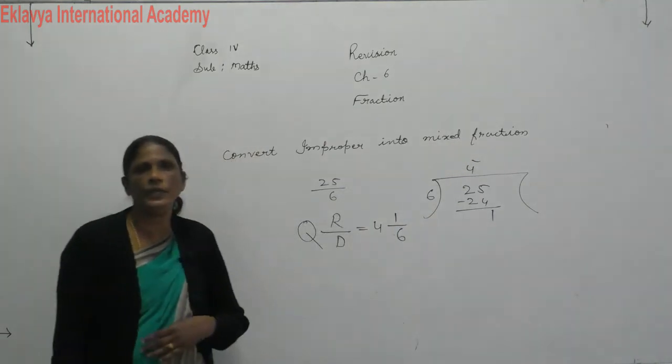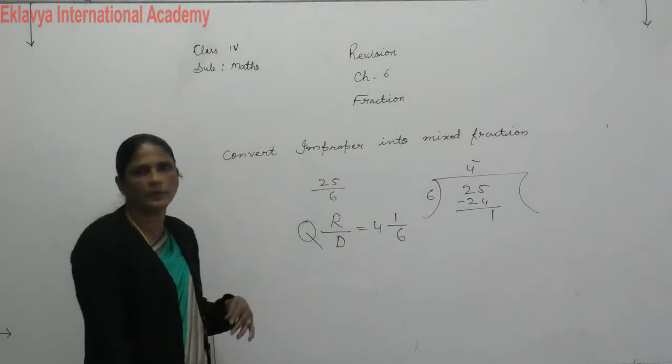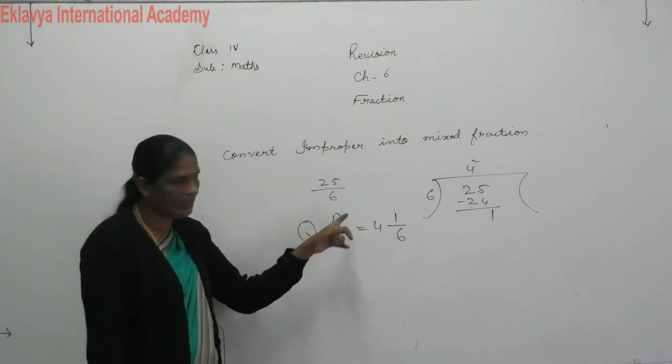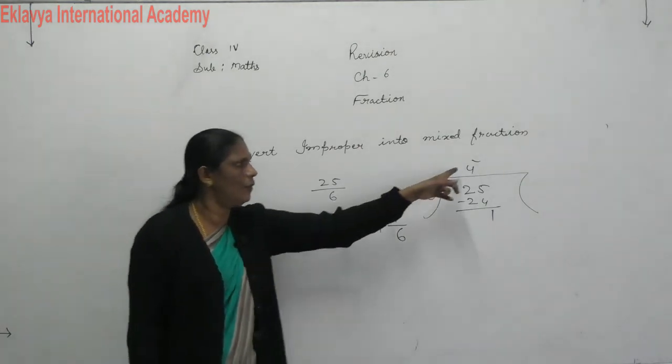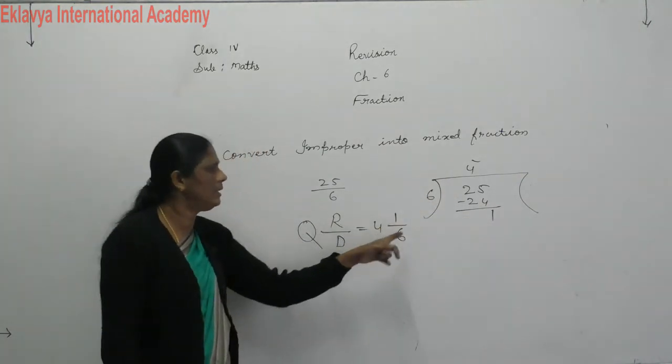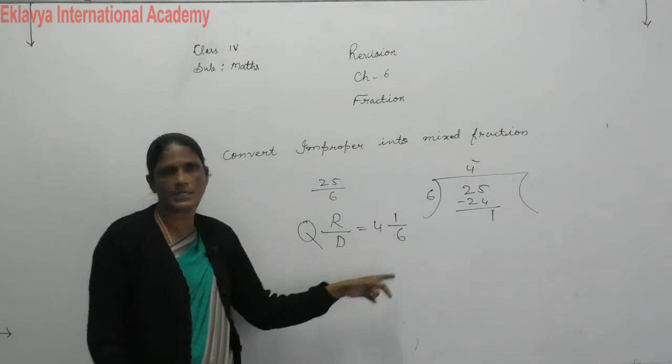First we divide. Then there is a formula: quotient, remainder, divisor. That is, 4 is our quotient, 1 is our remainder, then 6 is our divisor.